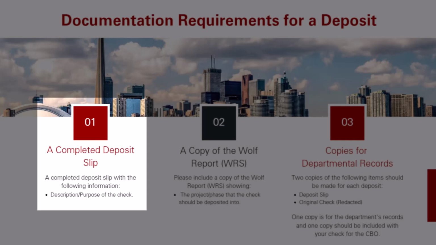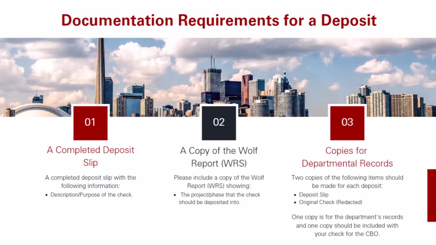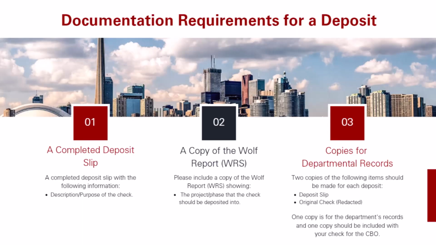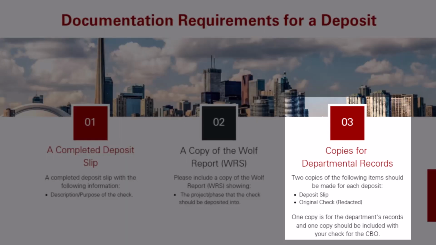First, a completed deposit slip that includes a description or purpose of what the check is for. Next, a copy of the Wolf Report or WRS that shows the project and phase that the check should be deposited into is required. And finally, copies for the departmental records.